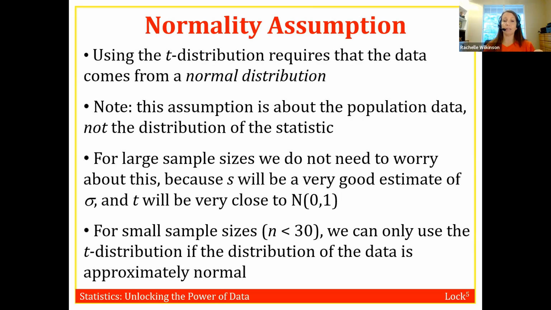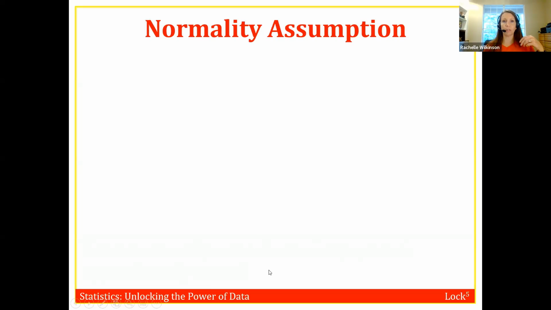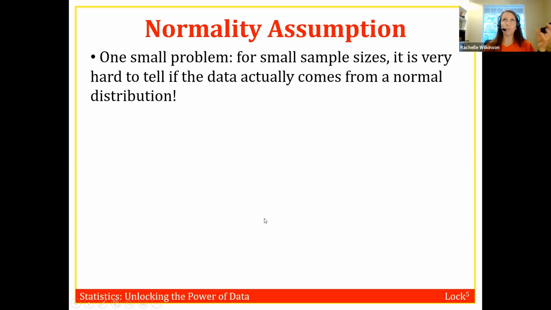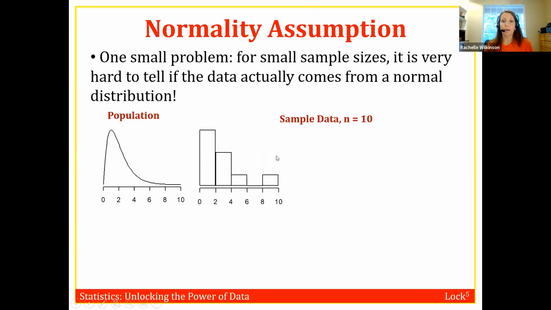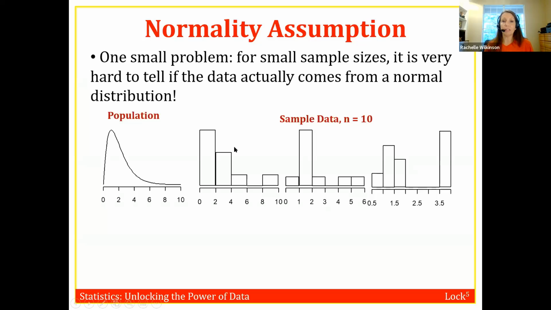But if our sample size is smaller, then we only want to use the T distribution if our population is approximately normally distributed. So one problem with this is that the way that we're going to check this is we're going to graph our sample data. And if we have a really small sample size, it might be really tricky to tell if the data came from a normal distribution or not. So here's a population that's obviously not normal. And here's 3 different samples that came from that population. Okay, and they all look kind of wonky.